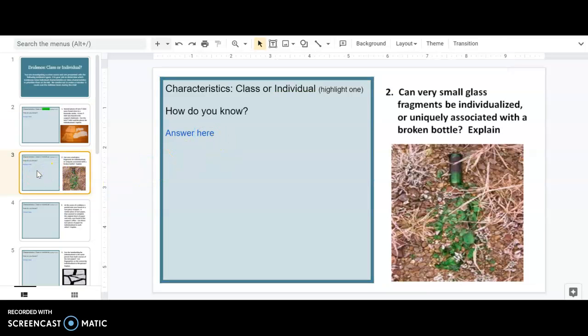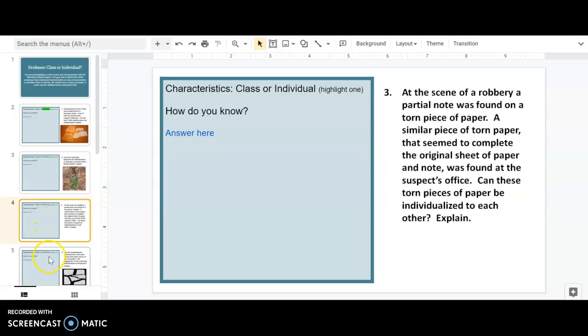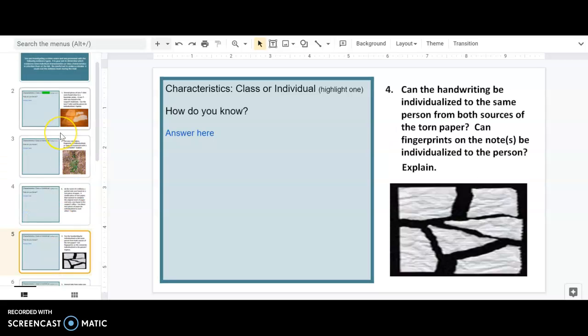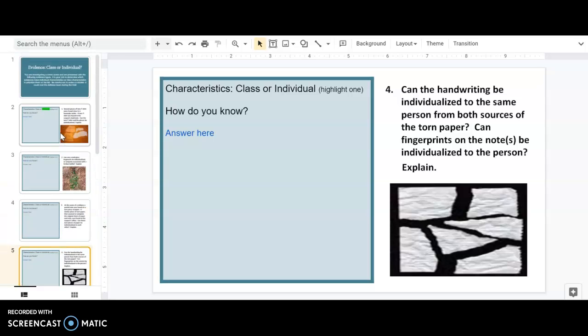All right, from here on out, you have several more examples of types of evidence. So go on through. You're going to do this for all 10 of them. And when you are done, you will turn this in. Enjoy, good luck, and let me know if you have any questions.